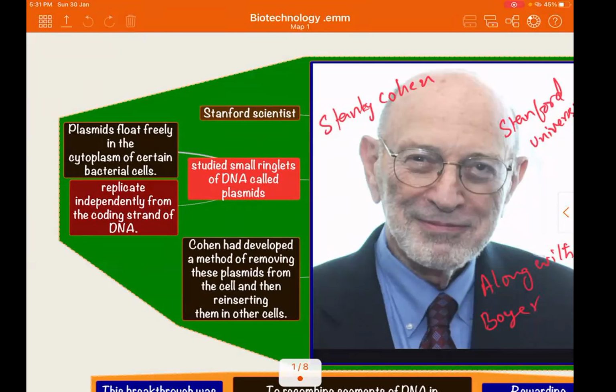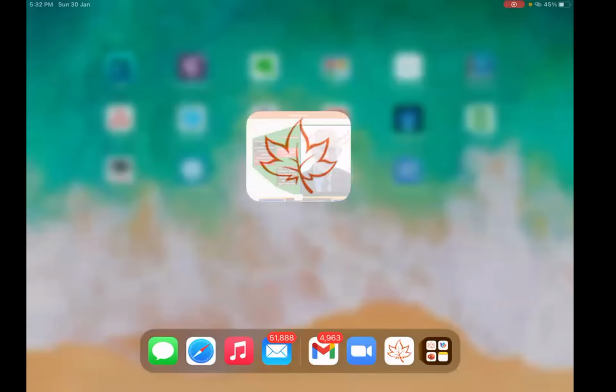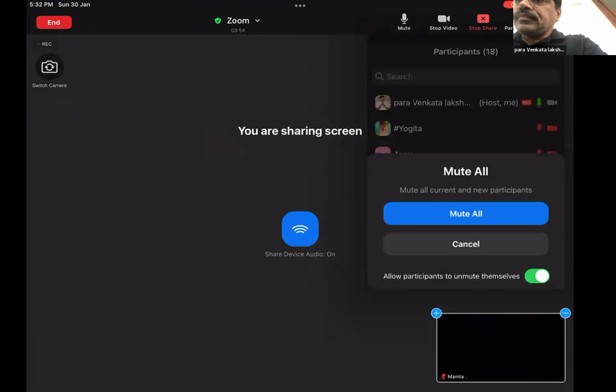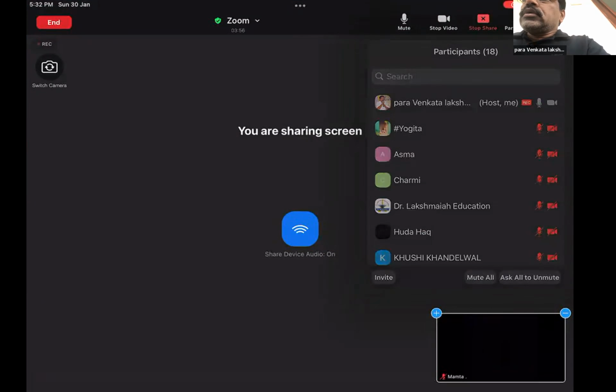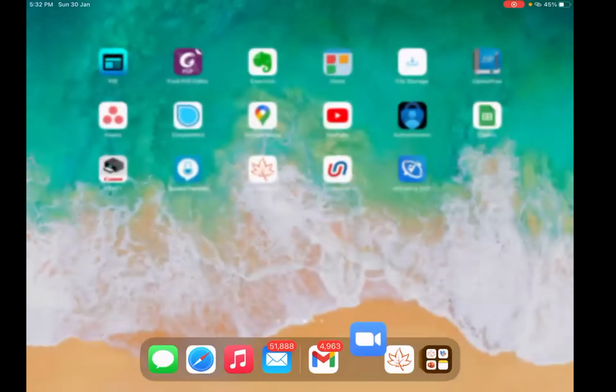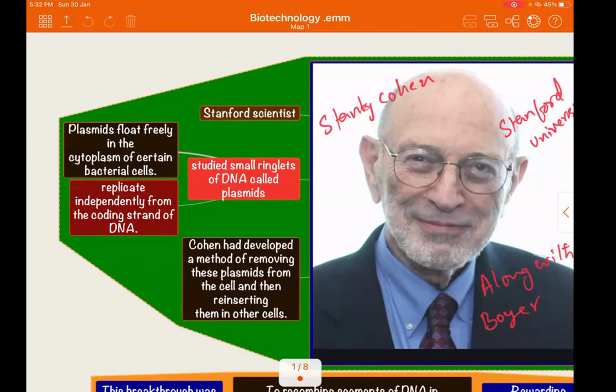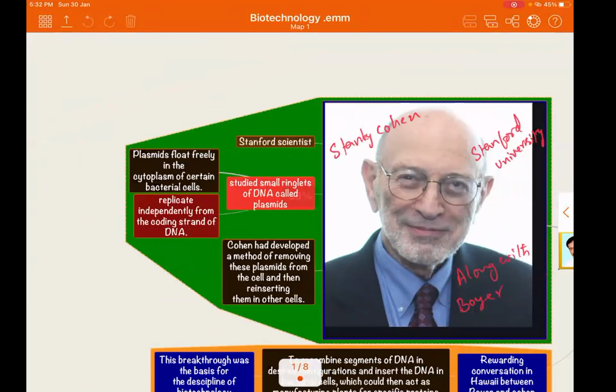So, what is the characteristic feature of this? Okay, so here the plasmids, which are freely floating in the cytoplasm of some of the bacterial cells, can replicate independently. That is what you should remember.